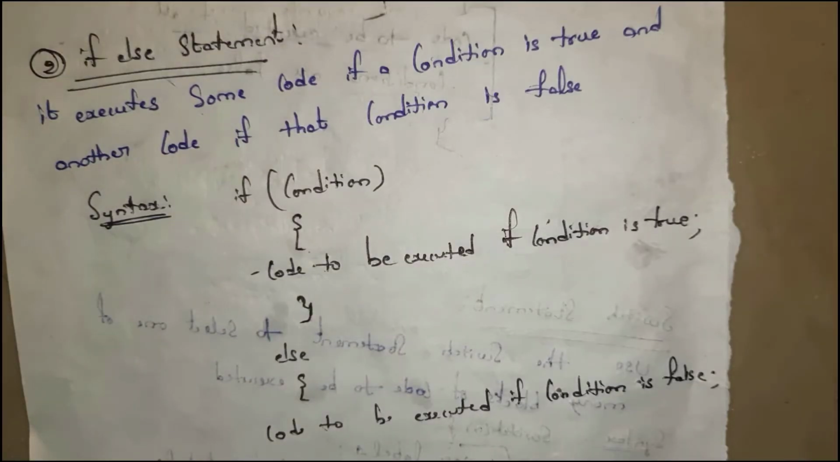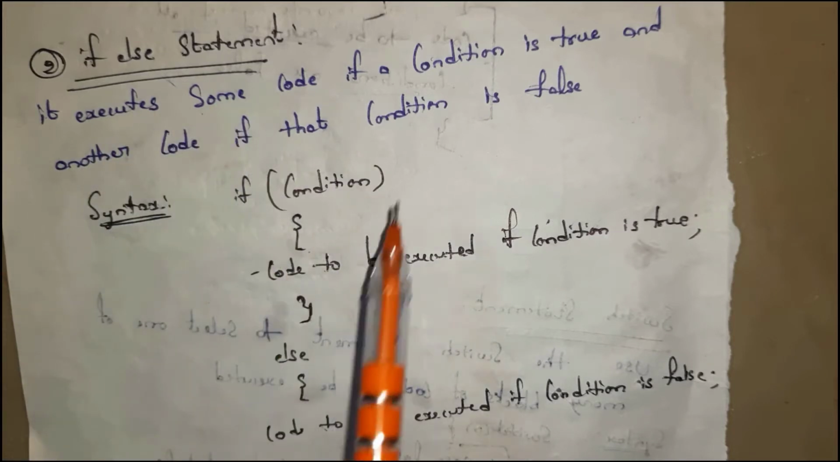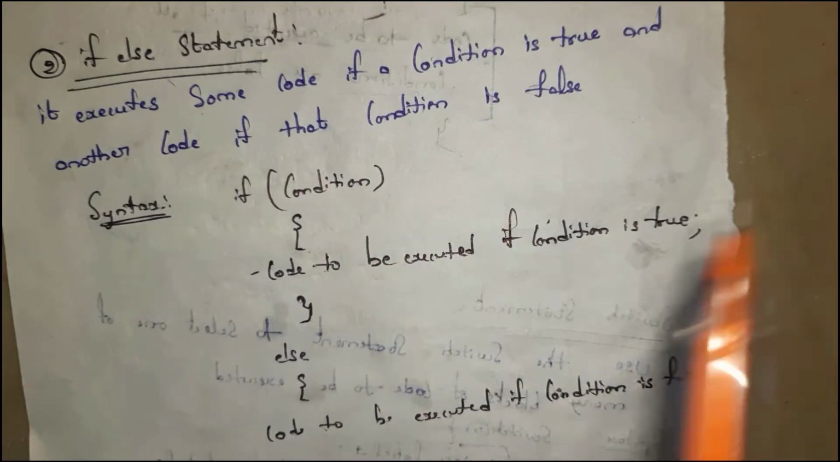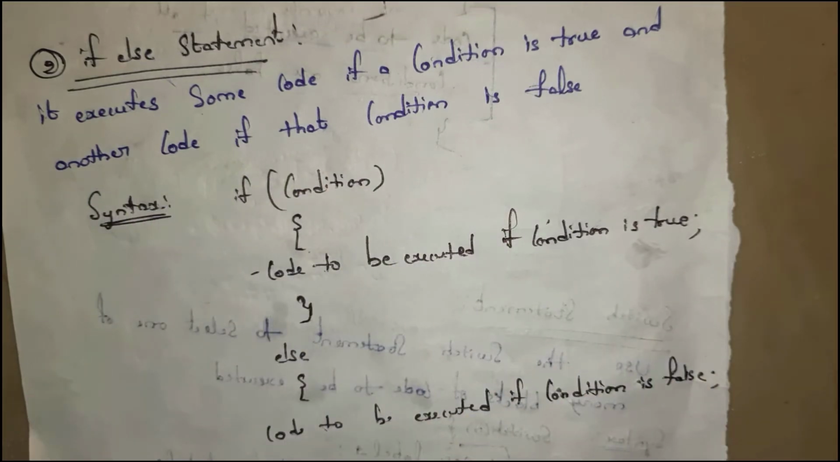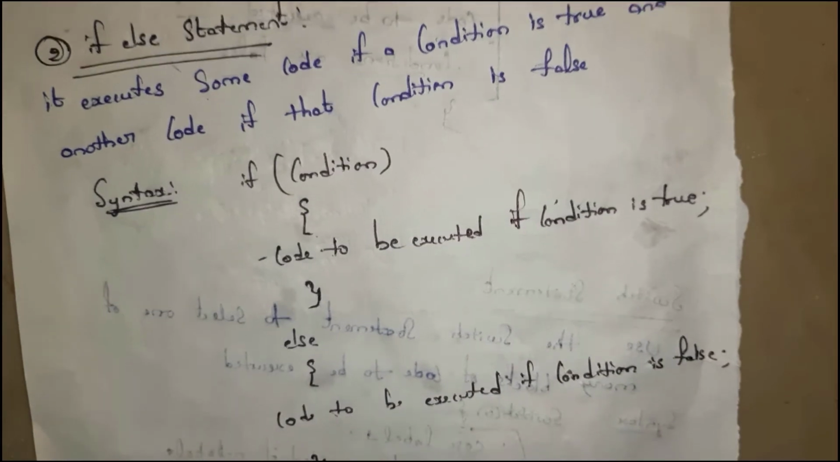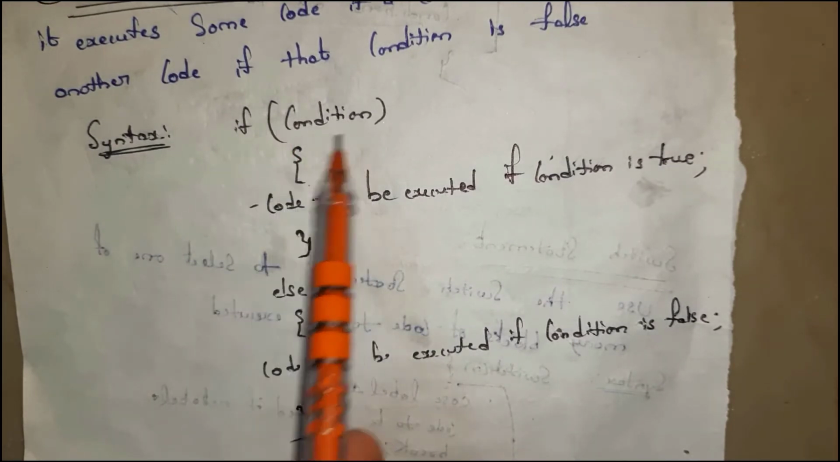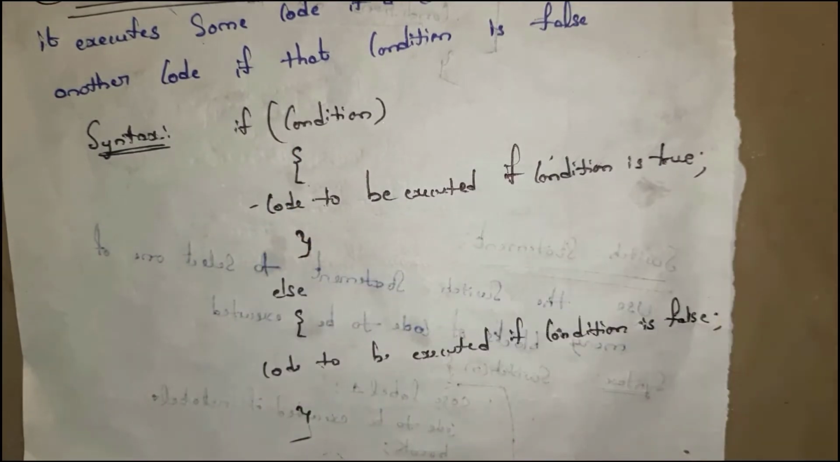Second one is if else statement. If else statement executes some code if condition is true and other code if condition is false. See, in if else statement, if condition is true, one statement is going to be executed, and if condition is false, another statement is going to get executed. See this syntax, you can understand. If condition, this code is going to get executed, else this is going to get executed.